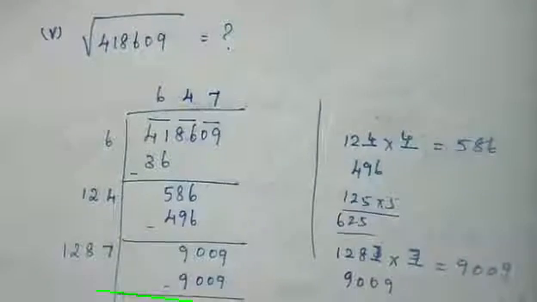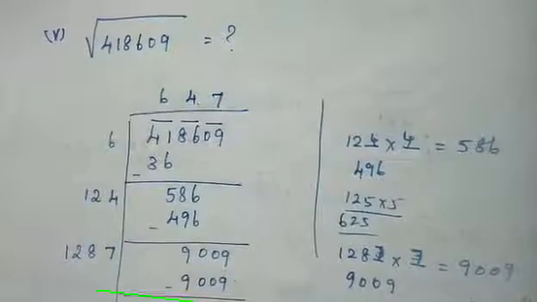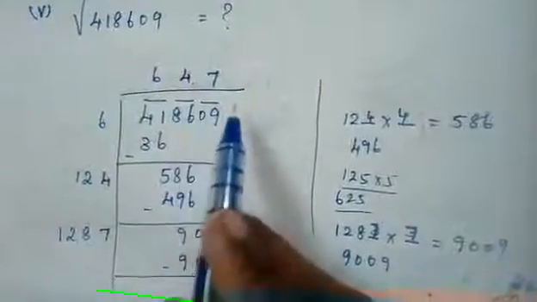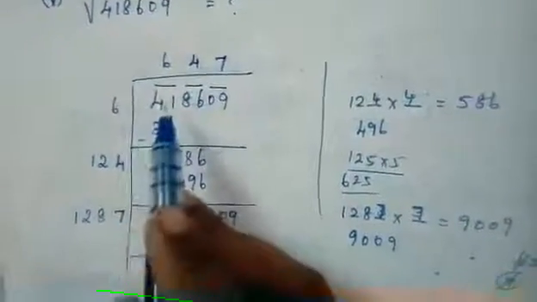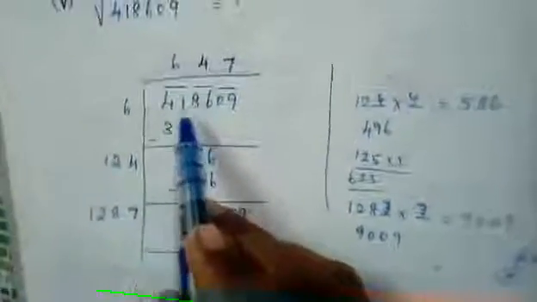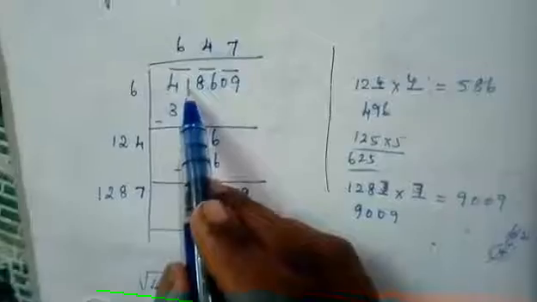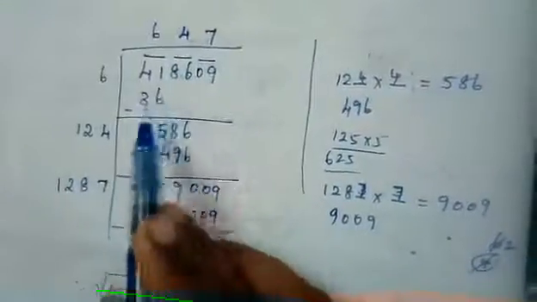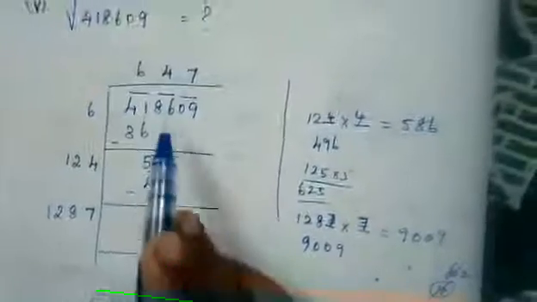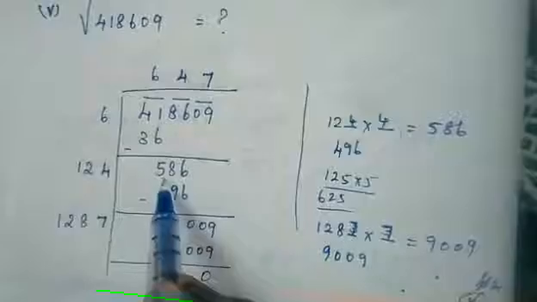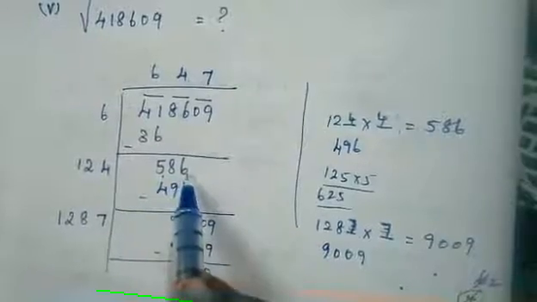Fifth problem: 4,18,609. Then you make pairs, that is 9 0. From right to left you have to arrange the pairs. Then for the first pair you have 41. For this 41, which square number is possible? So 6 is possible. 6 6s are 36. You have to subtract these two, you get 5. Bring down the next pair, that is 86. So now you have the new dividend 586.